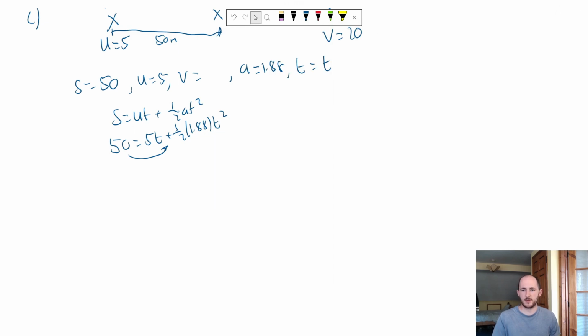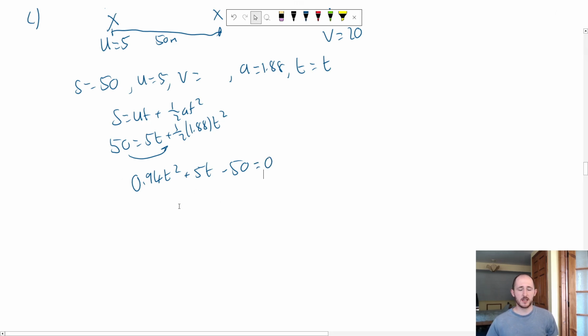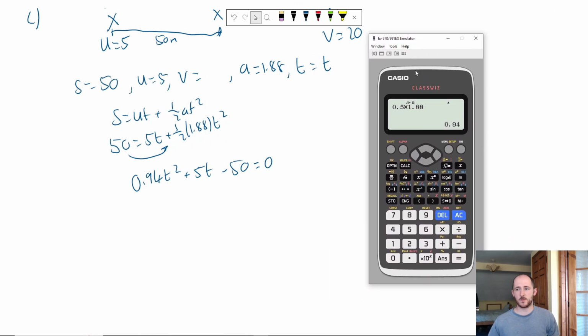0.94, that is exactly what I meant. 0.94 t squared plus 5t minus 50 equals 0. That is a quadratic, so all we need to do is solve it. And again, this is why I recommend this calculator.